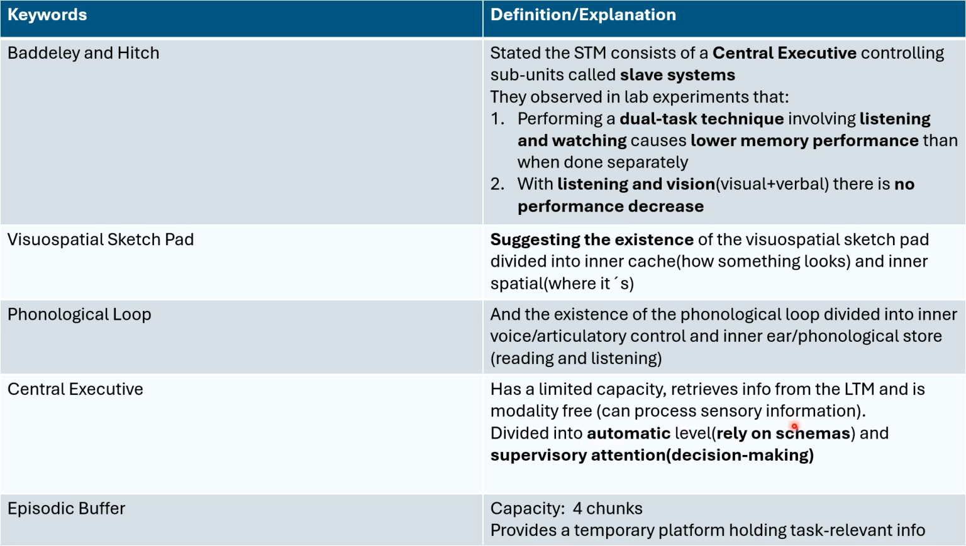Going back to the central executive, you also need to know that it has a limited capacity, retrieves information from the long-term memory, and it is modality free, so it can process information from your senses. It's divided into the automatic level, so schema reliant, and supervisory attention, which involves decision making. And the episodic buffer that we didn't look at very much before, just remember, has a capacity of 4 chunks and provides a temporary platform to hold information relevant to a task.